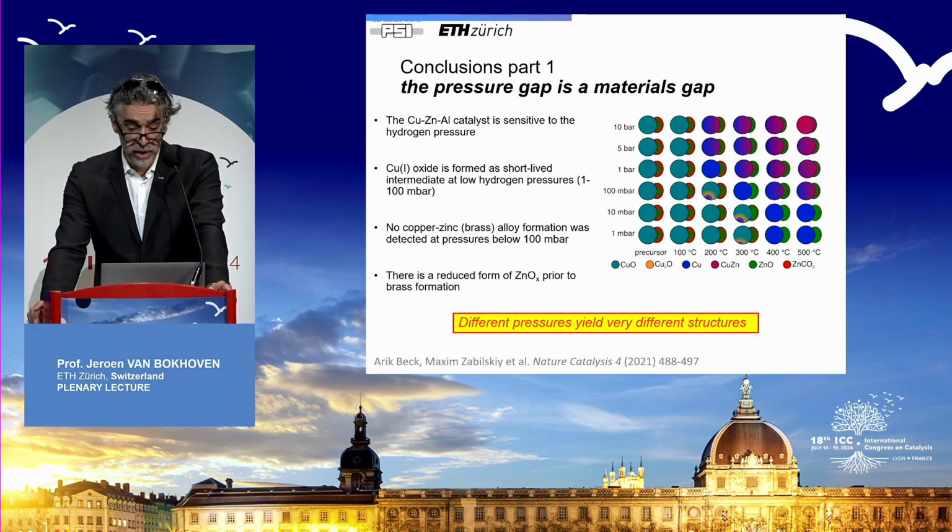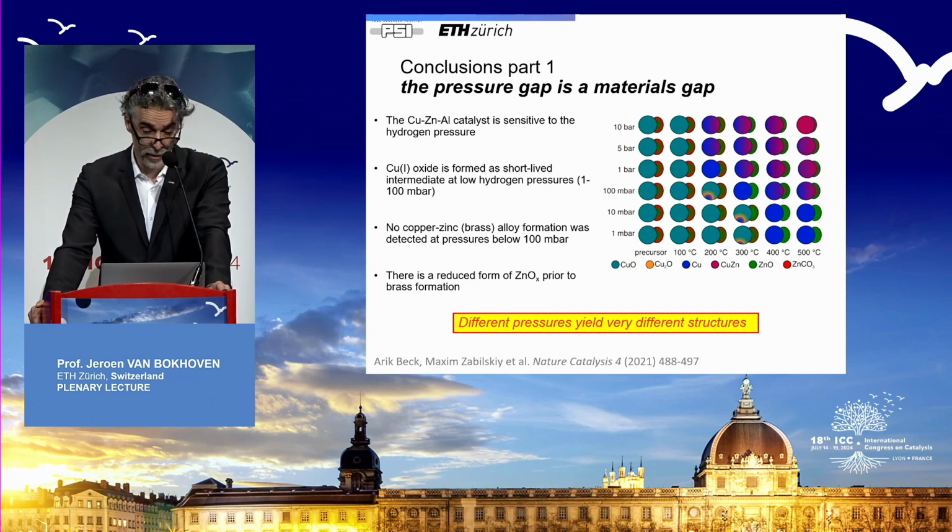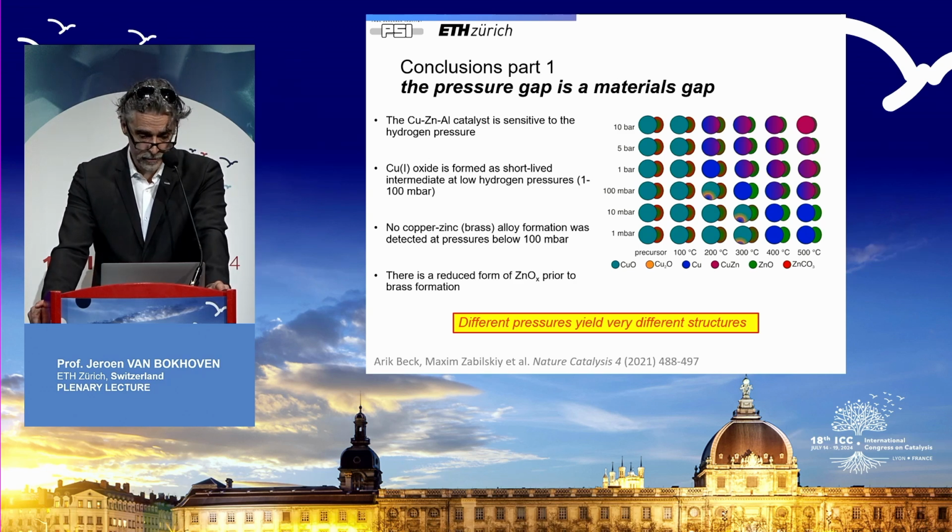So the copper zinc oxide on alumina catalyst is very sensitive to the hydrogen pressure. Copper 1 oxide is a short-lived intermediate, which you can really detect at the low pressures. At the high pressures, it's hardly detectable. We do not see any copper zinc alloy formation below pressures of 100 millibar. And there is a reduced form of zinc oxide prior to brass formation. Again, different pressures yield very different structures.